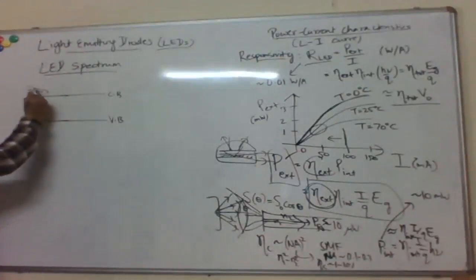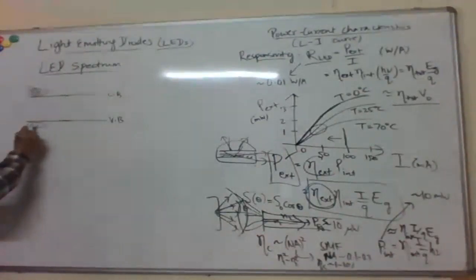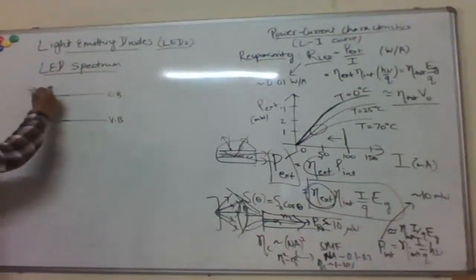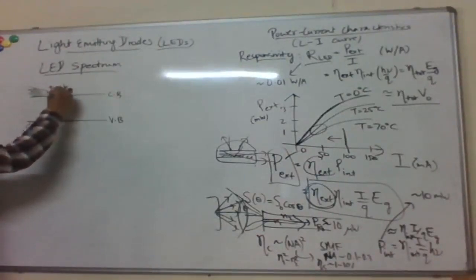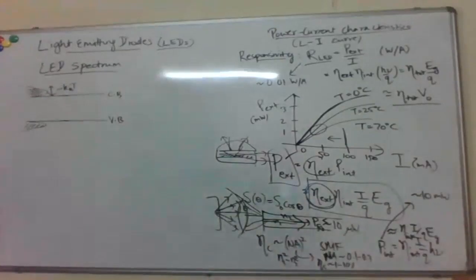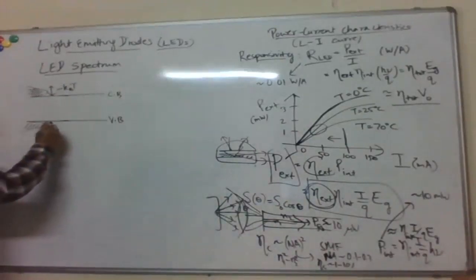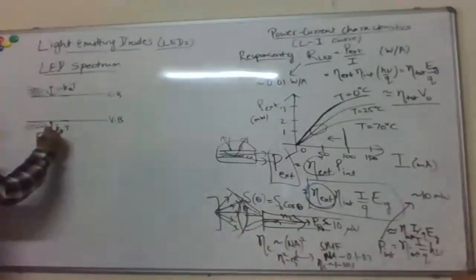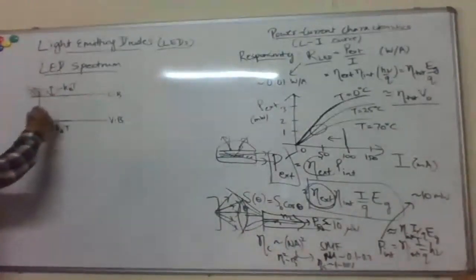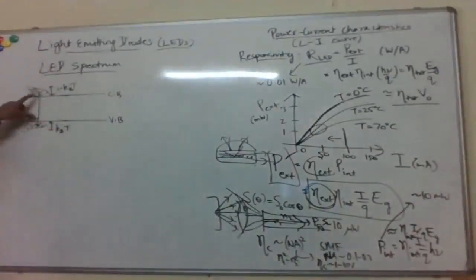But there is a spread of energy levels over which the electrons are distributed here, and there is also a spread of energy levels over which the holes are distributed here. And we saw that this was roughly the thermal energy kBT. So you can see that this recombination can happen over a range of the thermal energy around the band gap.